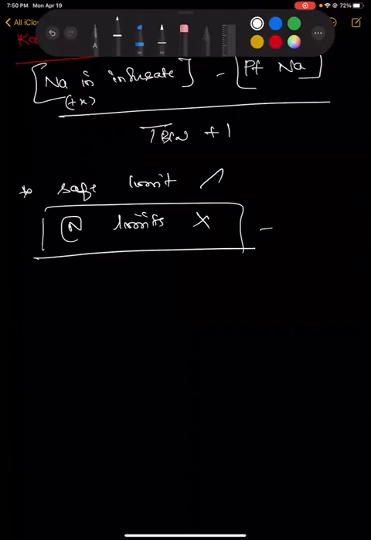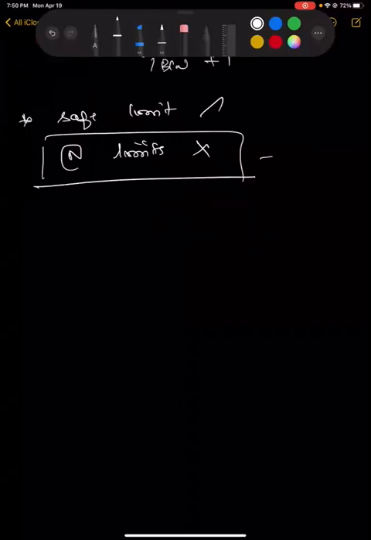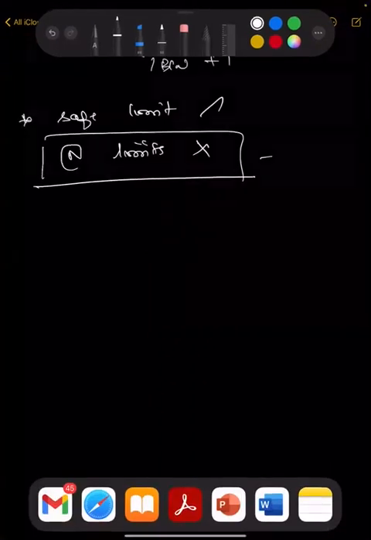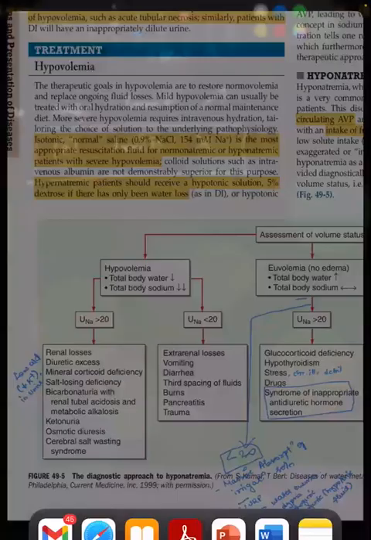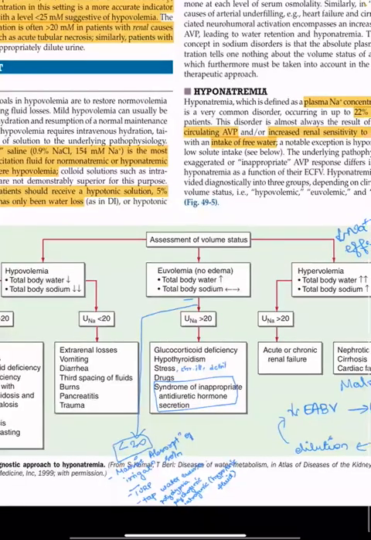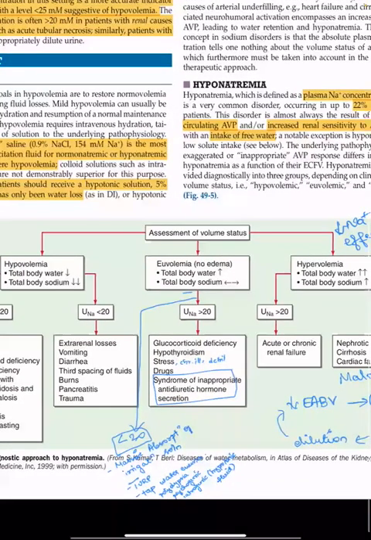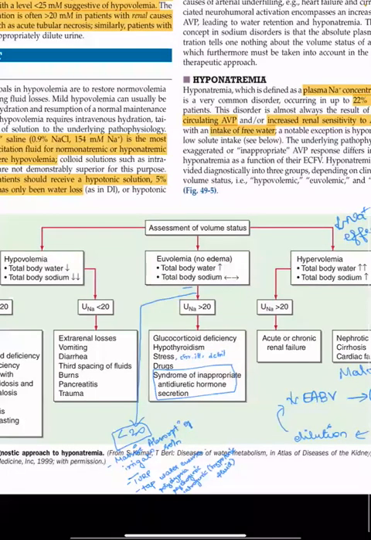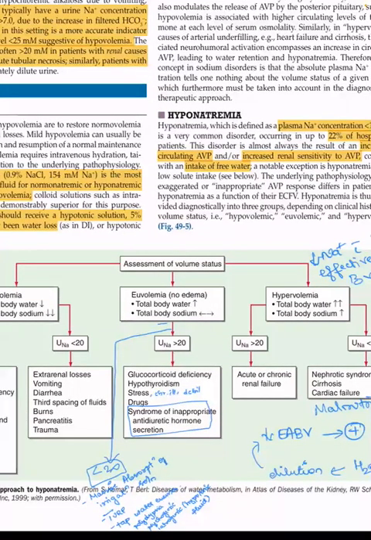So in case of SIADH, once we have corrected the sodium, these are euvolemic patients. They do not have any signs of edema. Though there is free water retention in the plasma, they do not have any edema. But sodium levels can be normal or diminished. There will be hyponatremia. The urine sodium excretion is usually more than 20. This can also occur in other conditions like glucocorticoid deficiency, hypothyroid deficiency, or in stress.